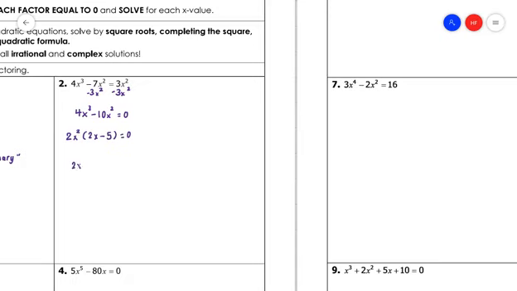So we'll set each factor equal to 0. x squared is equal to 0, so x is equal to 0. And then 2x minus 5 is equal to 0, and we'll solve that for x. We get x is equal to 5 over 2. So x equals 0 and 5 over 2.